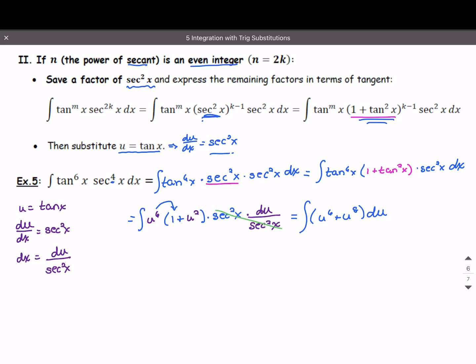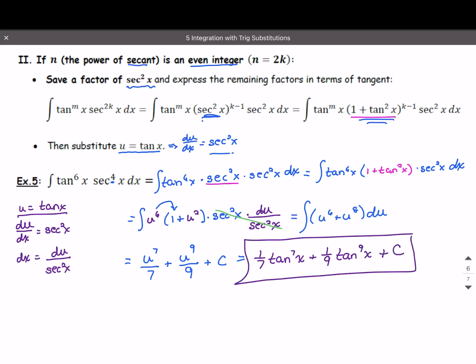Now to take the antiderivative, we add 1 to the exponent, divide by the new exponent. The antiderivative of u to the eighth would be u to the 9 over 9. Do not forget that plus c. Then we go back to tangents. So 1/7 the tangent to the 7th of x plus 1/9 times the tangent to the 9th of x plus the constant. And there you go.